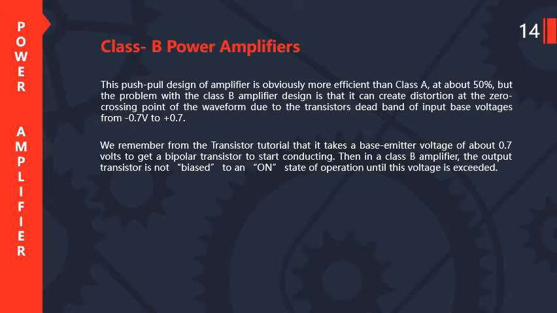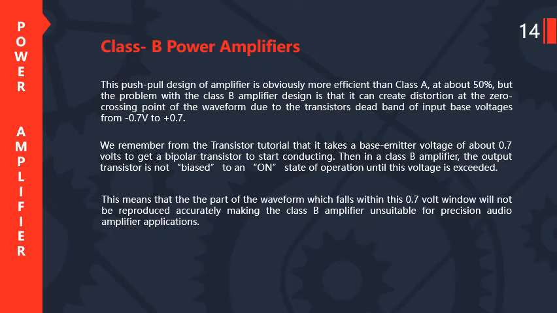Then in a class B amplifier the output transistor is not biased to an on state of operation until this voltage is exceeded. Until the voltage is more than 0.7 volt, our transistor will not turn on. So this is the drawback of the class B amplifier. This means that the part of the waveform which falls within this 0.7 volt window will not be reproduced accurately, making the class B amplifier unsuitable for precision audio amplifier applications.